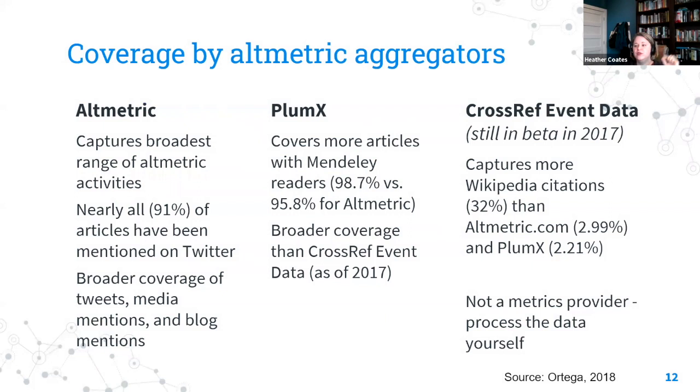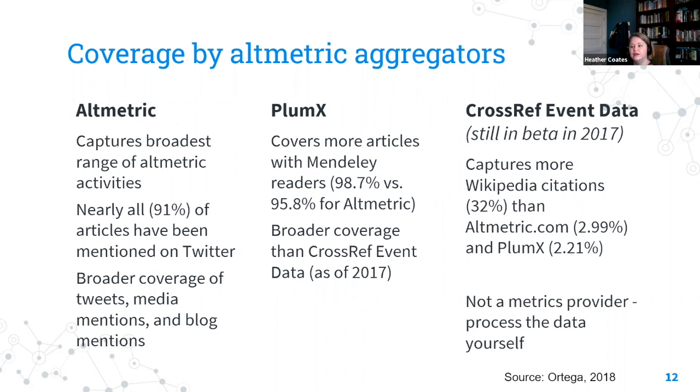This is a broad and slightly outdated view from 2018 about the coverage for the three key sources for altmetric data. There's altmetric.com, which has the broadest range of altmetric activities. It has much better coverage around Twitter activity, media coverage because of their arrangements to get data from other media outlets, and blog mentions. Whereas PlumX does a much better job of capturing Mendeley readers, in part because they are owned by Elsevier now, and so is Mendeley.